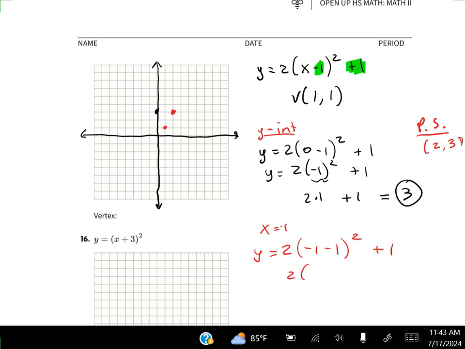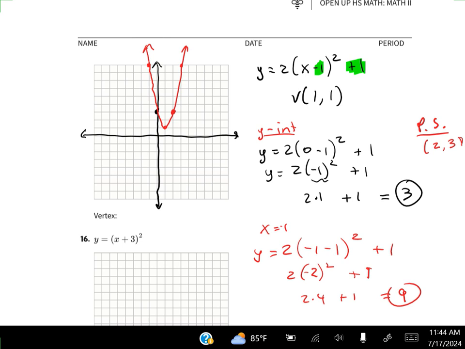So this is 2, and this is negative 2 squared plus 1. So this is 2 times 4 plus 1, which is going to give us 9. So this point here is at negative 1, 9. So there's 3, 6, just barely making it. And then there's going to be another point on the other side. Connect the dots to make our parabola, and there we have it.